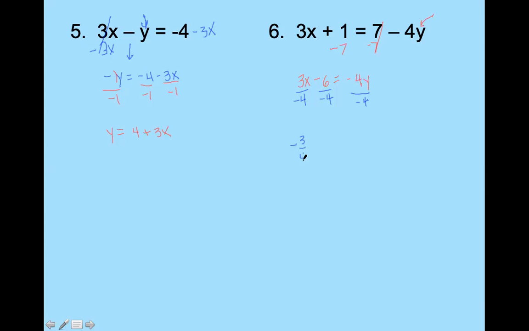Notice it doesn't matter if the negative is in the bottom or the top or the middle. Okay, this is all negative 3/4 x. Here we have a negative divided by a negative, which is going to be a positive. 6/4 can be simplified, and I'm going to simplify it into 3/2 equals y.